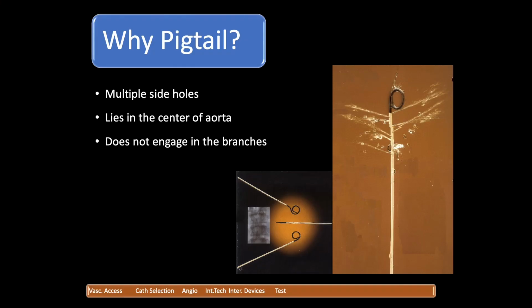So why do you want to have a pigtail in a large vessel? Basically, because when you are injecting under high pressure, if there is no curve, it may engage in some small branch. It may affect the branch and damage it. So if it is a pigtail and multiple holes are there, the holes will eject the contrast in multiple directions and keep the catheter in the center of the vessel. That is why we want to use the pigtail catheter.